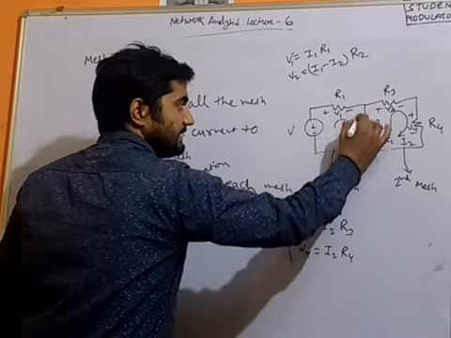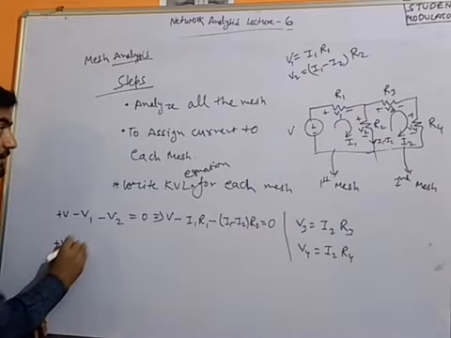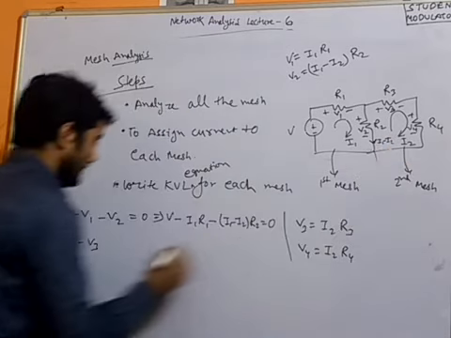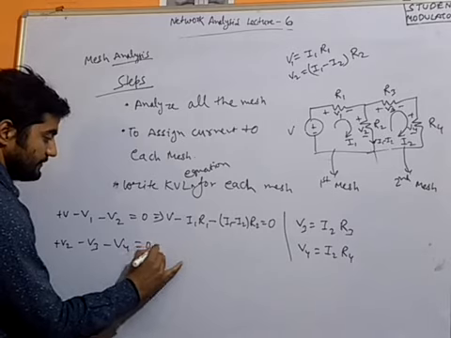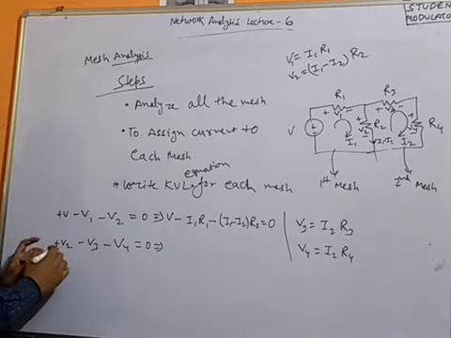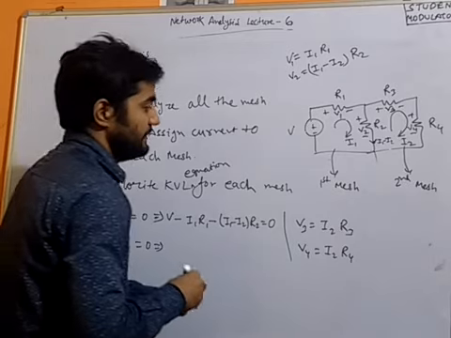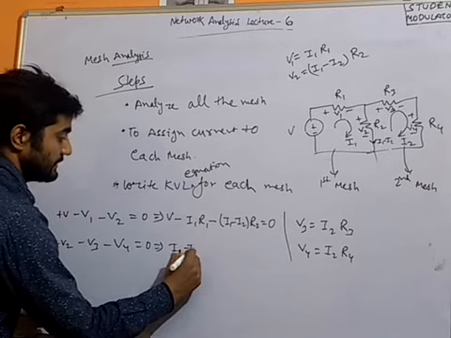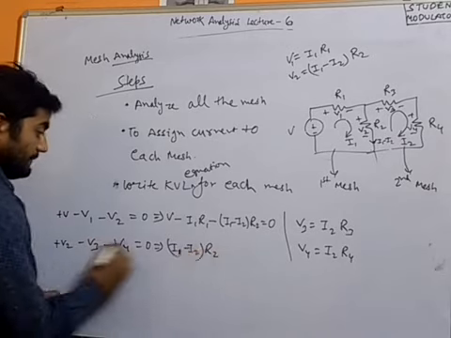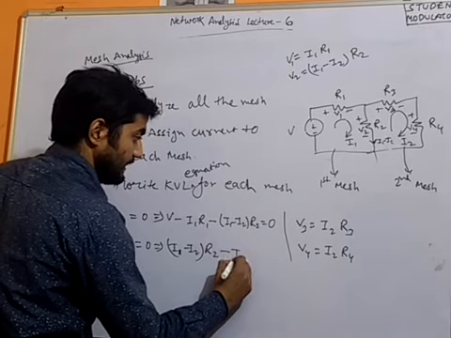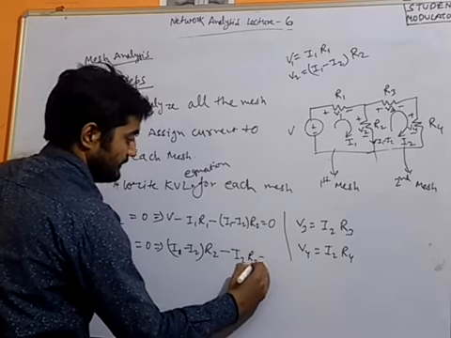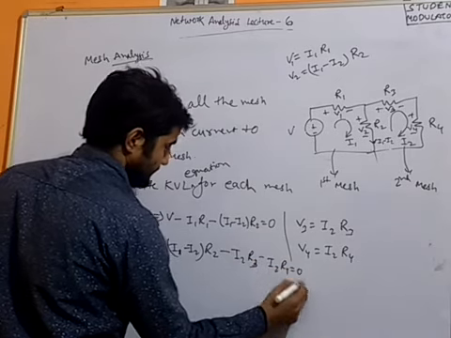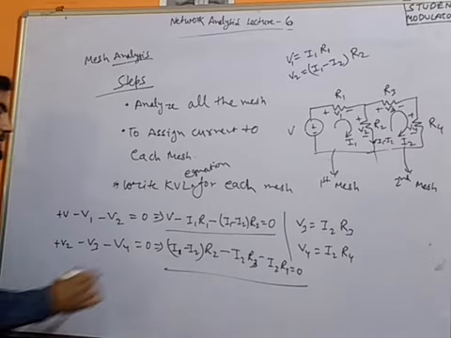So again, exiting, plus V2, minus V3, exiting polarity minus again, so minus V4 equals 0. Now I'll put in the values of V2, V3, V4. V2 we have got as I1 minus I2 into R2, and minus V3, V3 we have got as I2 R3, and minus V4, so I2 R4, equals 0. So this is the second equation, this is the first equation.